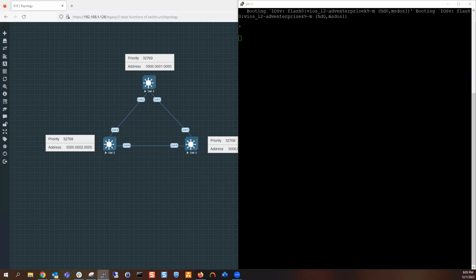Starting back off from where we left off, right? We're talking about spanning tree. Why does it exist? We already talked about the foundation. Why do we have it? It's meant to prevent loops. It's one of the three major functions of the switch: forwarding, learning, and preventing loops using spanning tree.